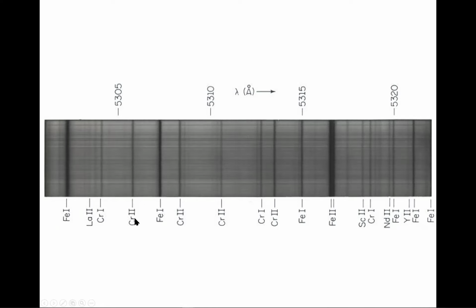Here's a chromium 2, an La2. I haven't got all my chemical symbols memorized. Chromium 2 again, chromium 2, chromium 2. In this tiny part of the spectrum, quite a few absorption lines for singly ionized chromium. And we can tell that that exists in the sun's atmosphere.